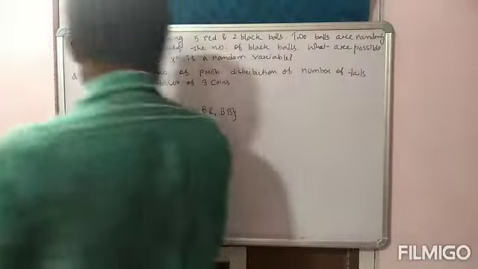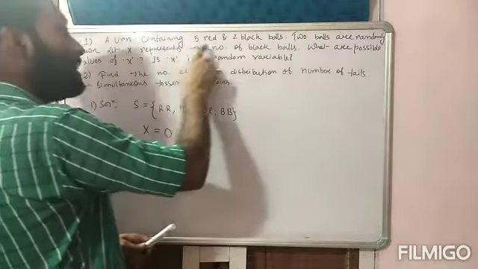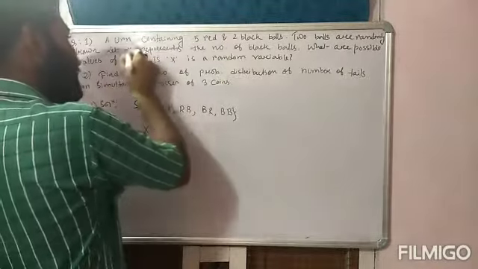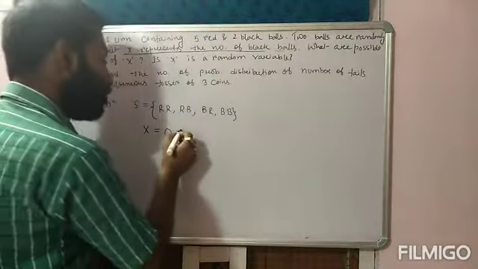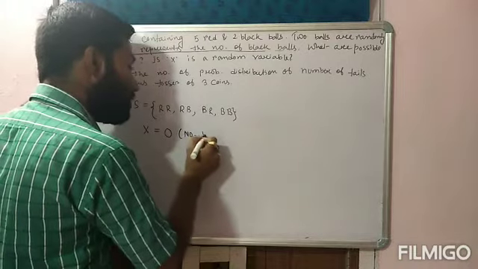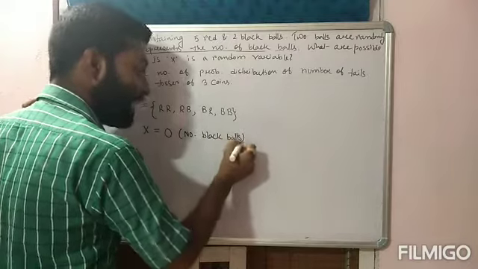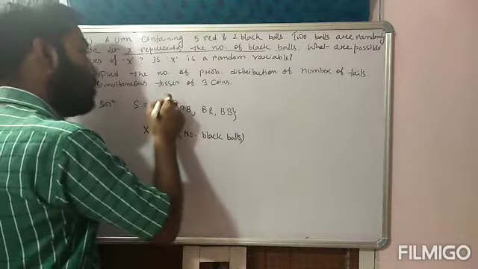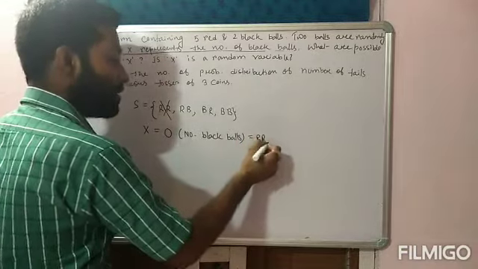So x equal to 0 means what? x क्या denote करता है? Let x represent the number of black balls. So x equal to 0 means no black balls. ऐसा कोई सैंपल पॉइंट है क्या? Yes, no black balls means RR. Yes, so ये possible है.